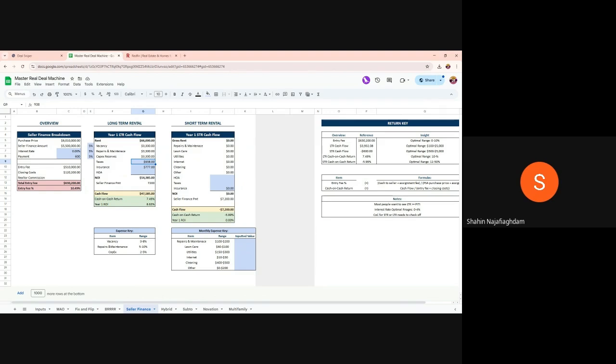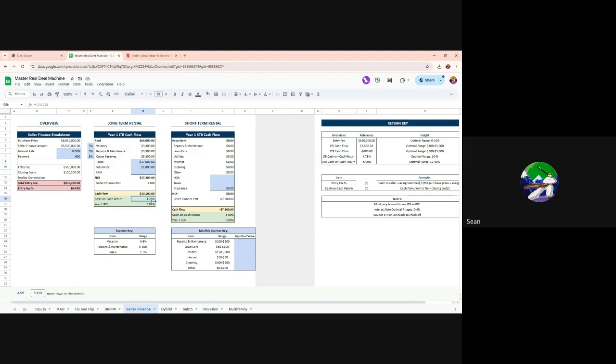Taxes is 17,000? Yes. Okay, and the insurance? 1,800. That's a year or a month? That's the year that I'm seeing here. That's from Deal Sniper. Yes. All right, then that's the year. I mean, it's not looking awesome.